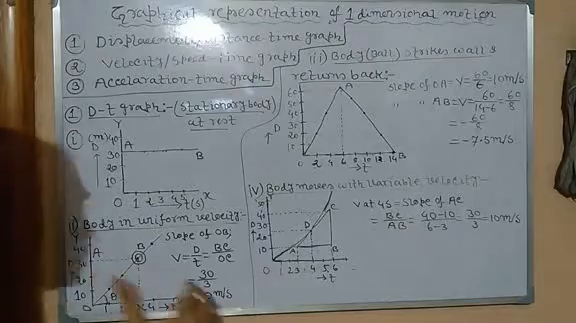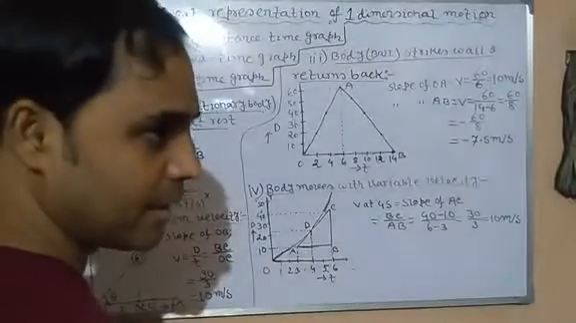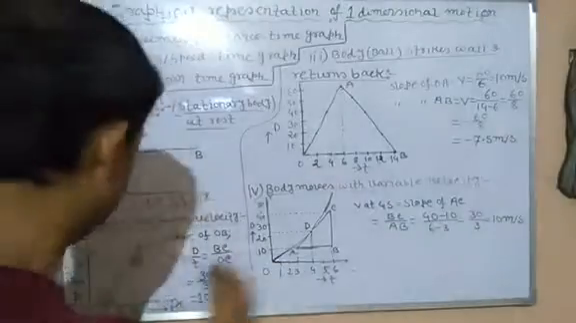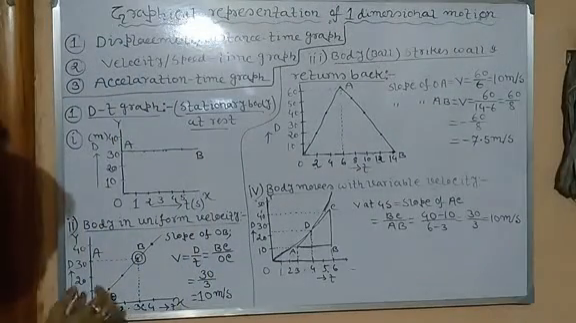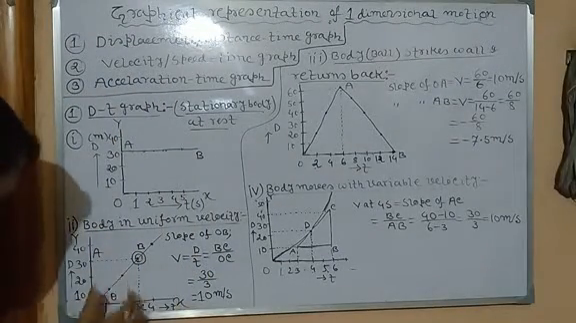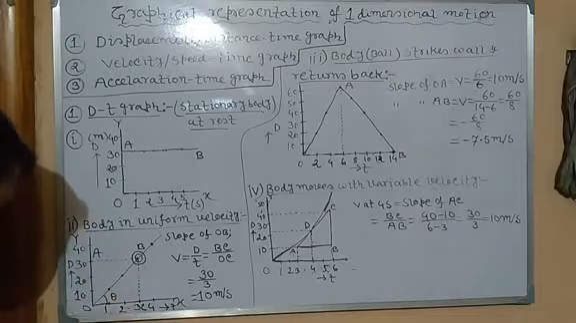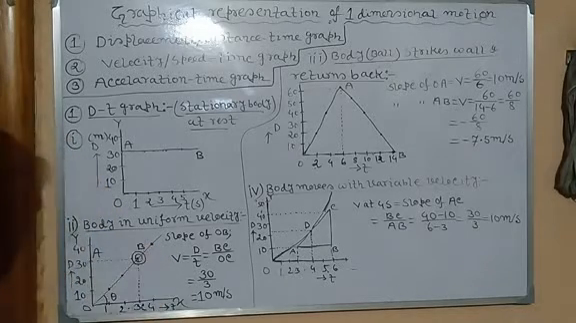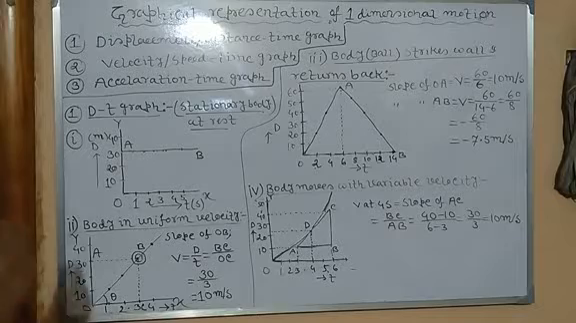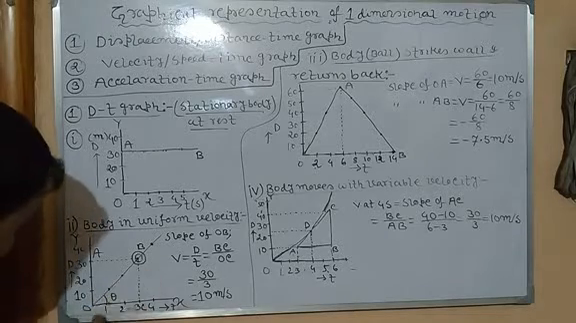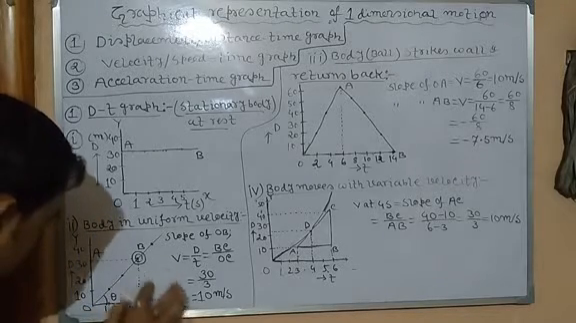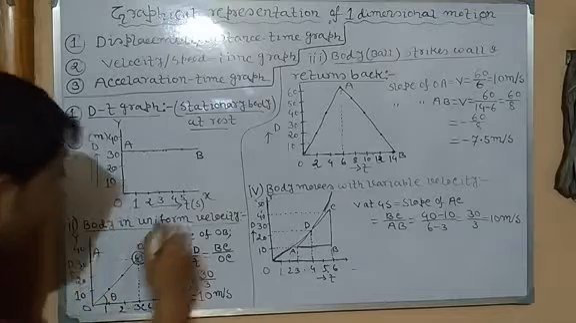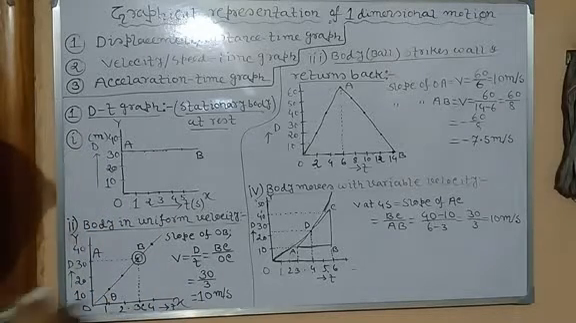If the displacement or distance increases by an equal amount with an equal time interval, in 1 second 10, the next 1 second also 10, so total in 2 seconds 20, the next 1 second also 10, it's 30. So we will get all these points at 1 second 10, 2 seconds 20, 3 seconds 30. If we join these points, we will get a straight line.